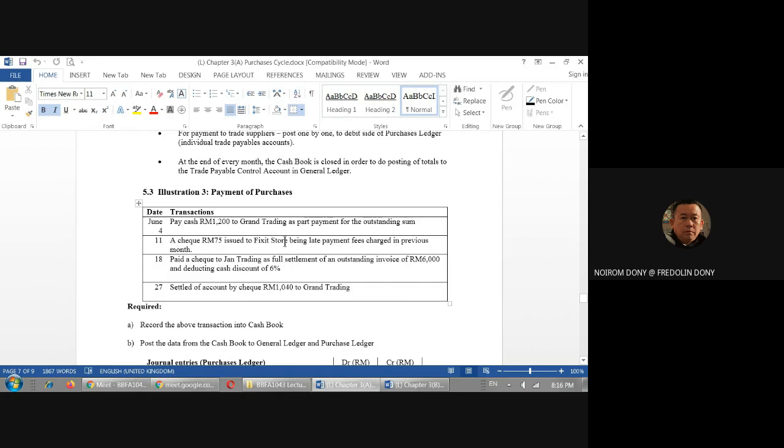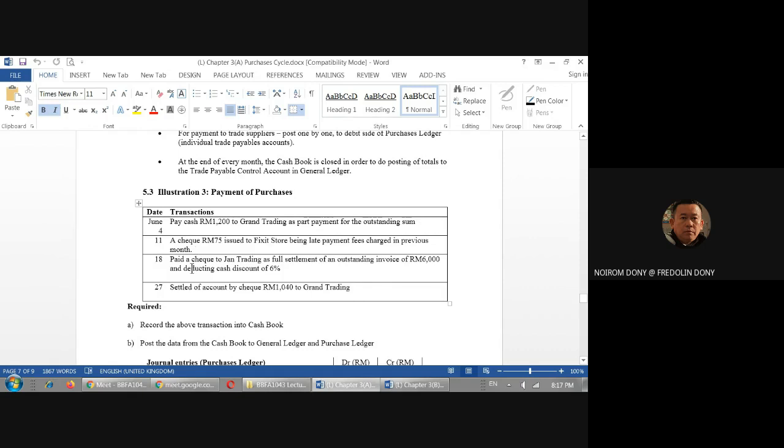Okay. So what is the prime entry? Of course, this is a check issued, means this is a cash transaction. So prime entry will be cash book also. So record in the cash book. And then after that, you do the first entry in trade payable in the purchases ledger: put into the trade payable Fix It Store, and you record on the debit side. And the particular, because you're paying by check, so meaning particular will be bank.